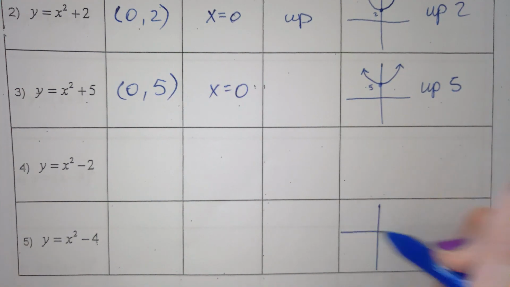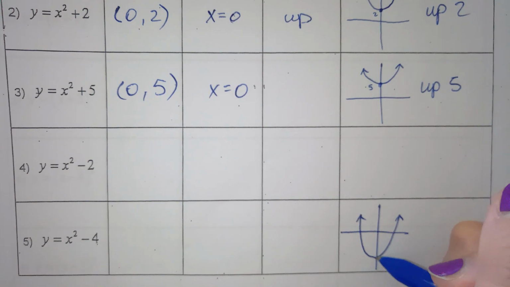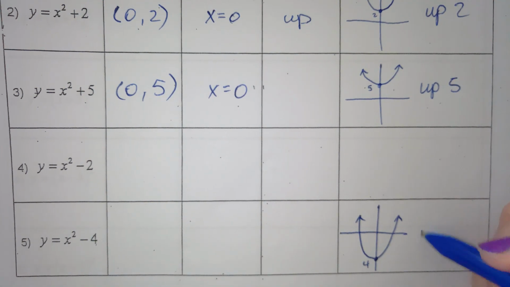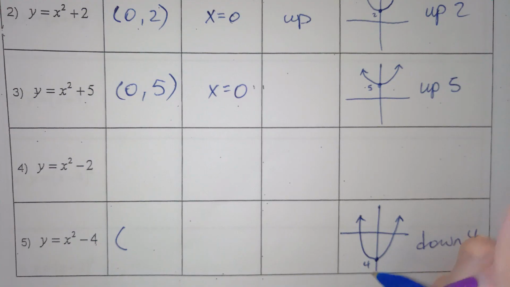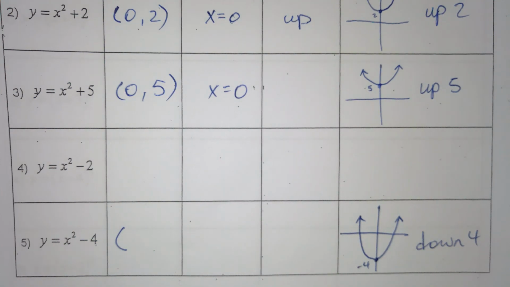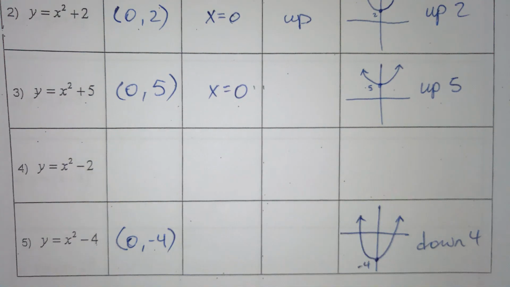So this one right here, your parabola looks something like this. And this is at 4. So down 4. What's my vertex then? At -4. But I need a coordinate. 0, -4. Good. Is -4, 0 something totally different? Yes. So make sure you don't mix up the order.